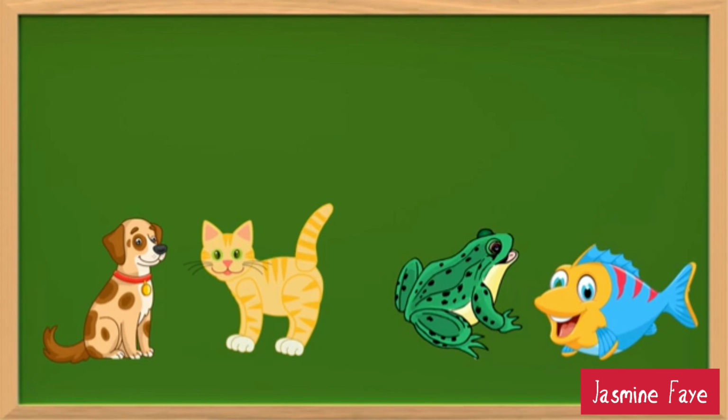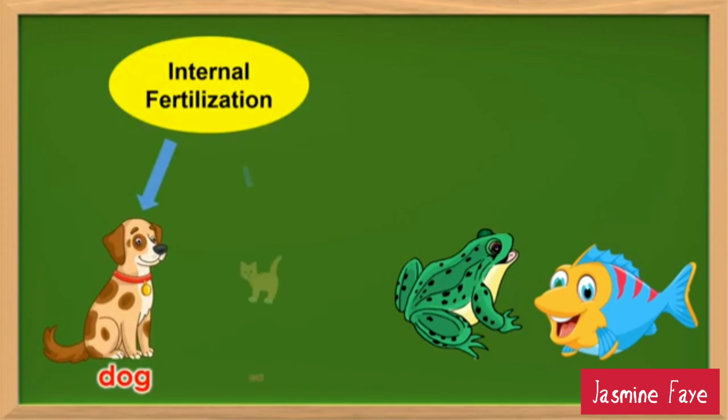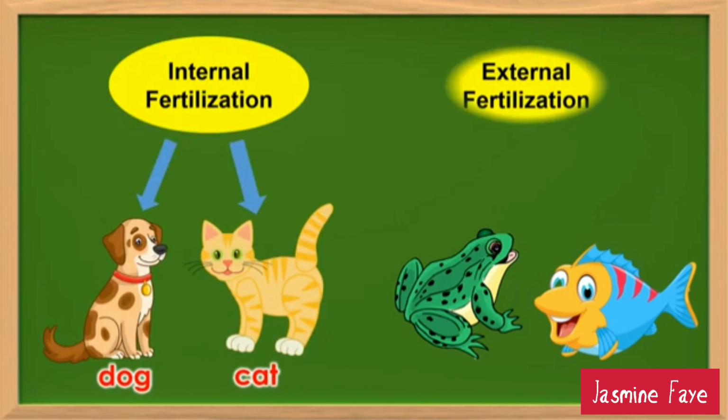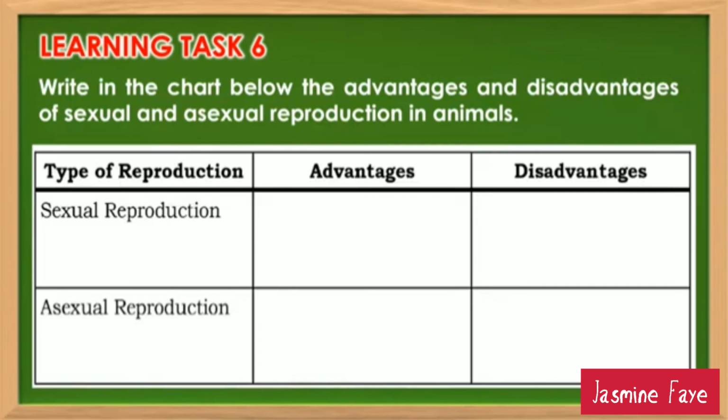Some animals that undergo internal fertilization are dog and cat. While external fertilization, we have frog and fish. Based from what you have learned in this lesson, indicate the advantages and disadvantages of sexual and asexual reproduction in animals.